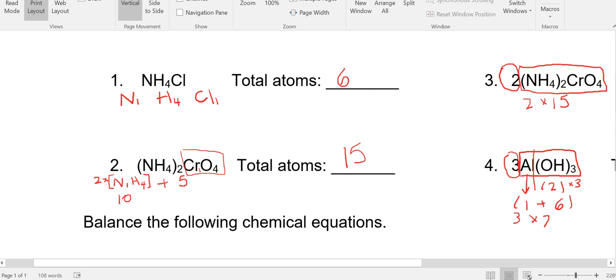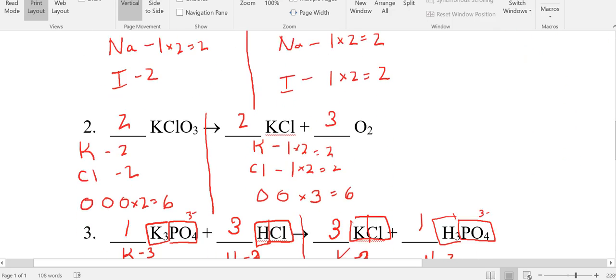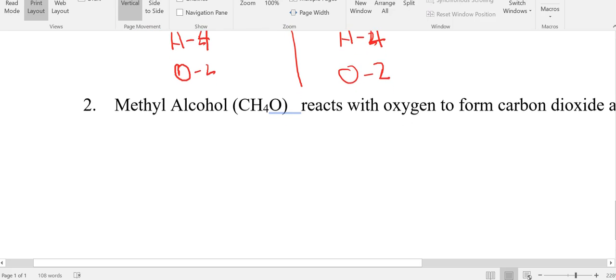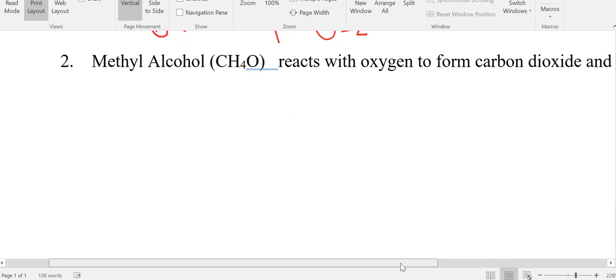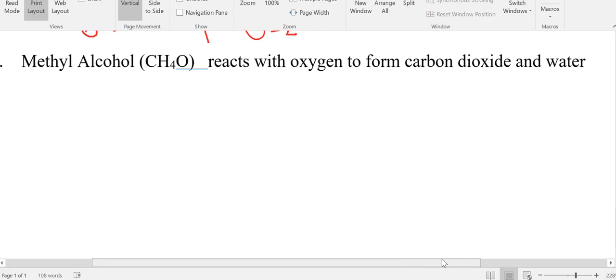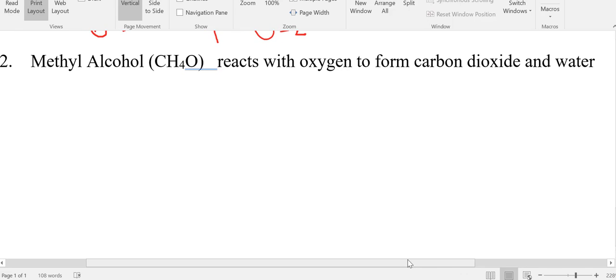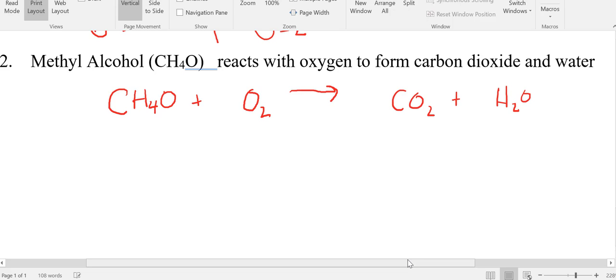And finally, I've got this last chemical reaction at the bottom of the page. This is another combustion reaction. Methyl alcohol reacts with oxygen to form carbon dioxide and water. Okay, so let's lay it out. CH4O, so 1 carbon, 4 hydrogens, and 1 oxygen in the formula. And again, oxygen is O2. Carbon dioxide, that's 1 to memorize, and water, that's 1 to memorize also.